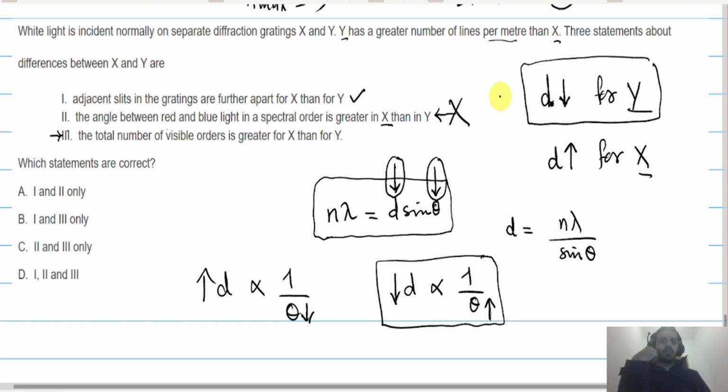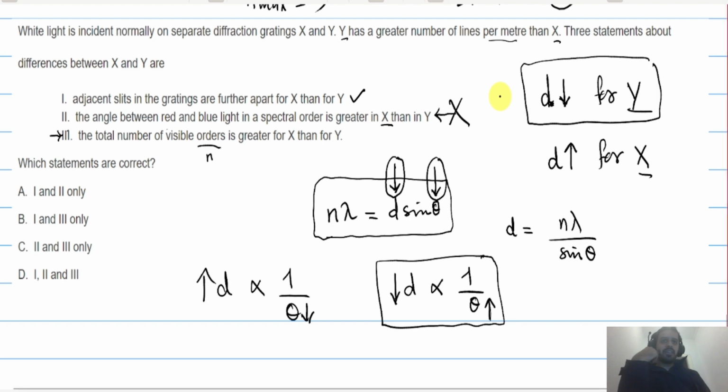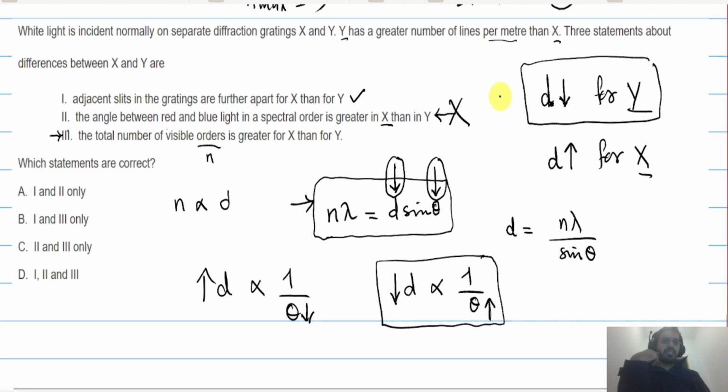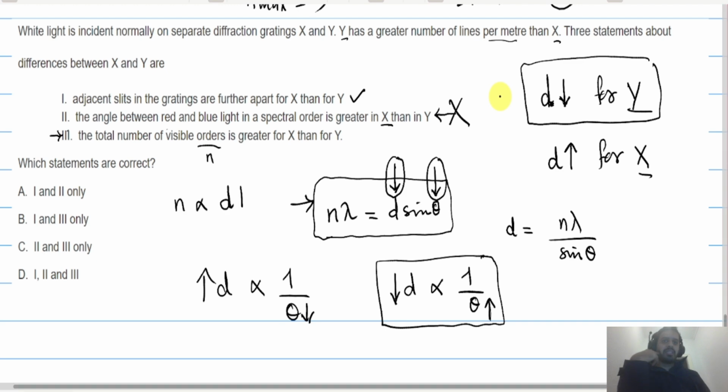And the last statement is the total number of visible orders is greater for X than for Y. The total number of visible orders, which is n, is greater for X than for Y. Again, let's see how n is related to d. Again, from our equation, we can see that n is directly proportional to d, which means that if you increase d, n should increase.